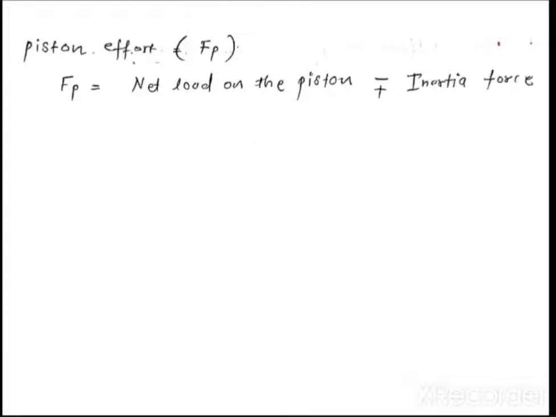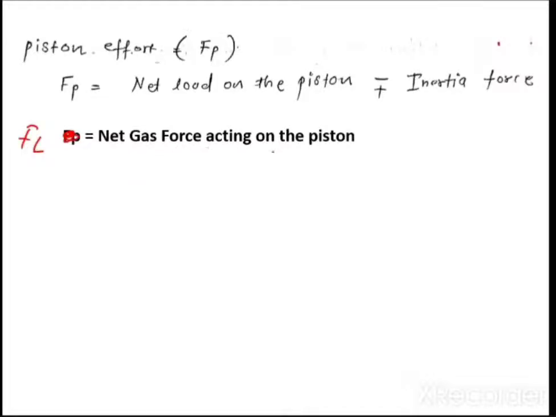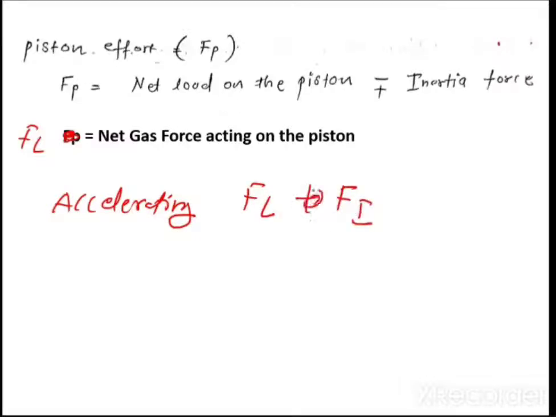So basically now here, what is FL? What is FP? FP is nothing but the net load on the piston minus plus inertia force. Okay, and basically this is nothing but FL. Now what is FL? FL is nothing but a net gas force acting on the piston. आता मी तुम्हाला काय सांगतोय? When the masses are accelerating, FL will be minus Fi because this Fi is opposing this FL. FL म्हणजे काय मी तुम्हाला पुढे सांगतोय नंतर, ठीक आहे.